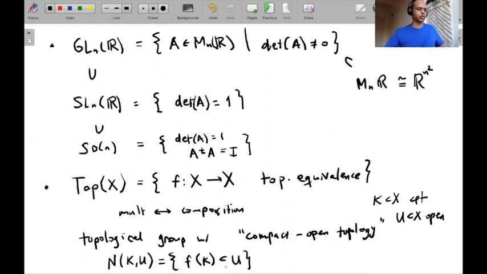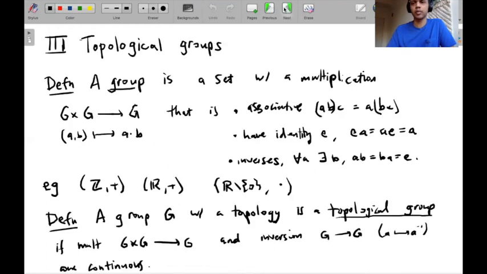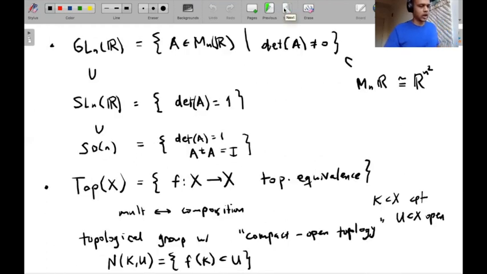Okay, so it's maybe not clear why we're talking about topological groups now, but they will come up in our discussion of quotient spaces shortly. Okay, so I'll stop there for this lecture.